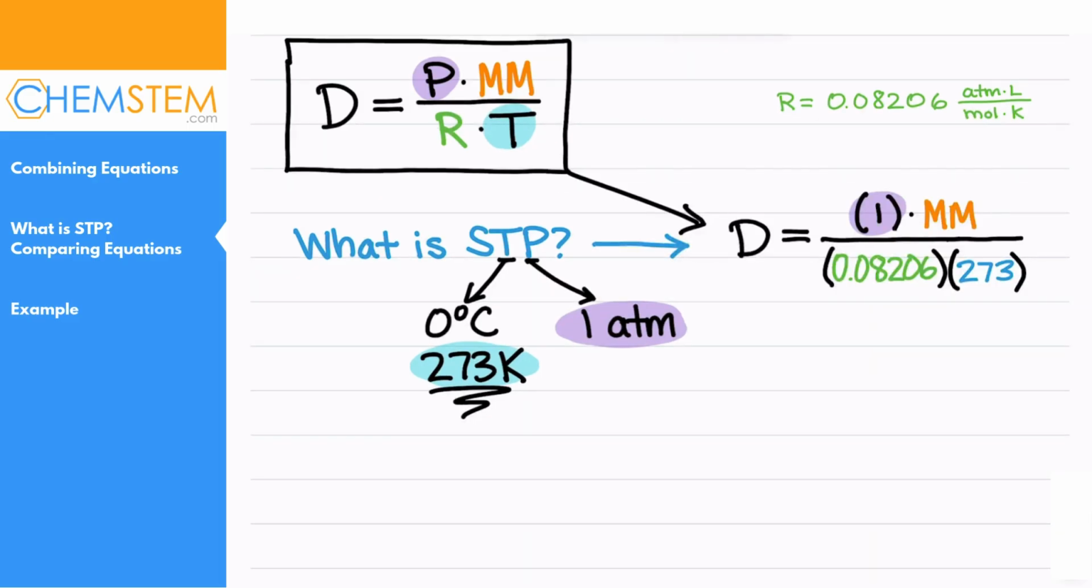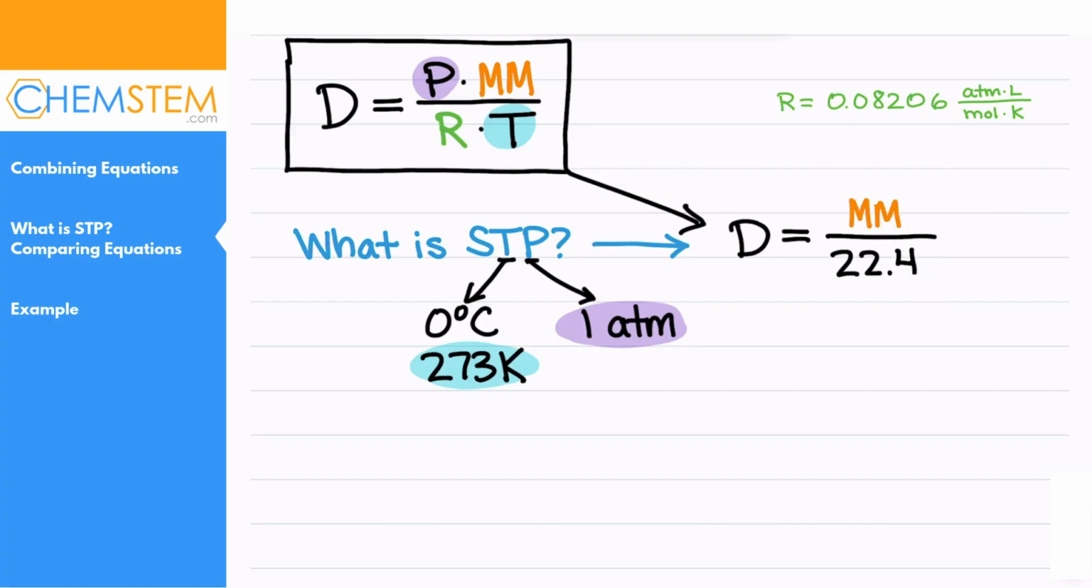With our substitutions, we get 1 in place of P, we get the R value, which we just know is a constant, and we put 273 in place of T, where 273 refers to the temperature in Kelvin. And something interesting happens in the denominator. It turns out that the product of R and the temperature in Kelvin is actually just 22.4. And since anything times 1 is itself, we can get rid of that in the numerator position.